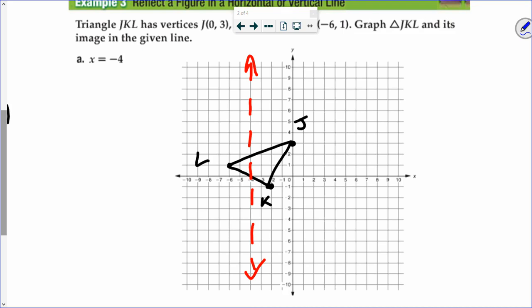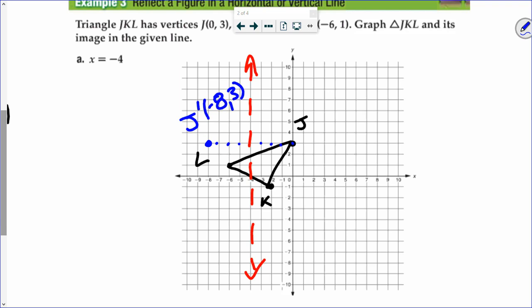How far is J from my line x equals -4? J is 1, 2, 3, 4 units to the right of my line of reflection. So if I go 4 units to the left, 1, 2, 3, 4, that is going to be the point J prime. What would that point be? That point would be -8, 3. Excuse me, -8, 3.